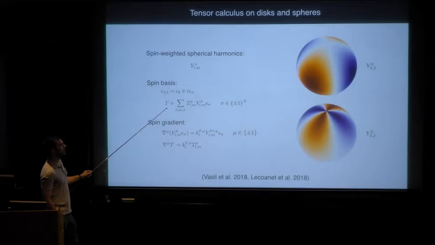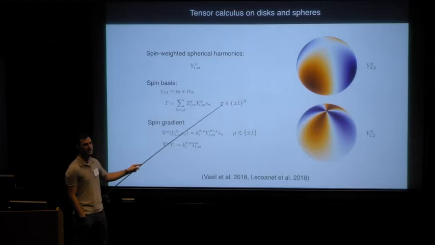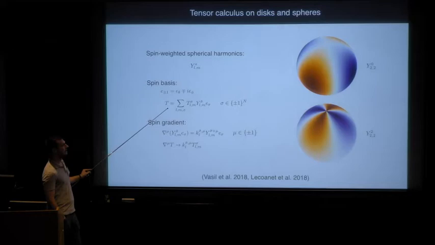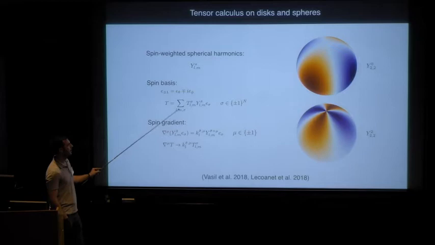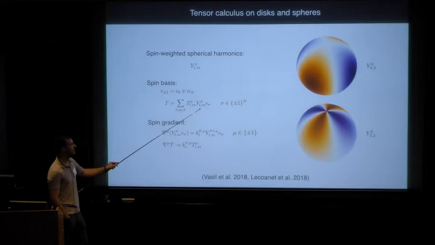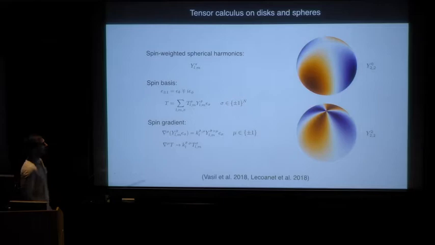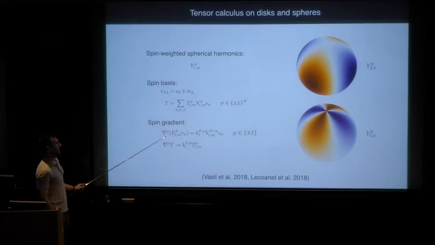Sigma here is like a multi-index made up of plus or minus ones, where these indices are a recombination of the standard theta and phi indices. I can represent an arbitrary tensor as a sum over L and M, so again, the standard spherical harmonic quantum numbers, and a sum over all of the multi-indices of just numbers here. These are my coefficients, and then these are my spin-weighted spherical harmonics. And these bases have the nice property that if you take the gradient of one of these tensors, it ends up being just some number. So k here is some number times a different tensor.